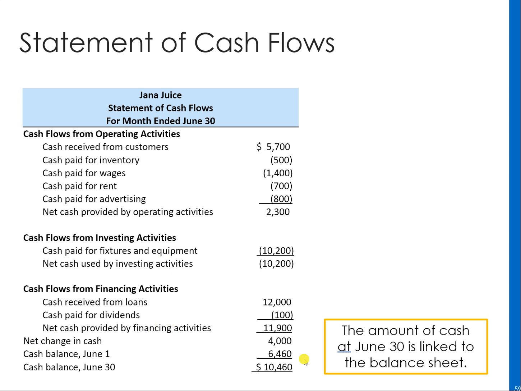Okay, after that we have the net change in cash plus the beginning cash equals the ending cash. If we complete a statement of cash flows, this ending cash balance will reconcile with the one on the balance sheet. So it connects to the balance sheet, and the net income in this statement connects with the income statement.